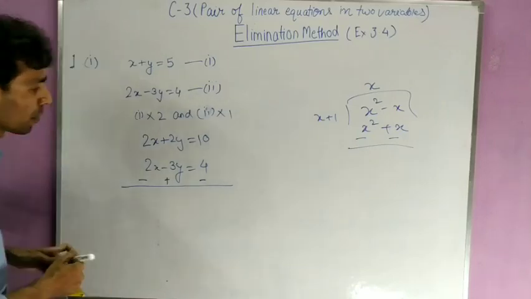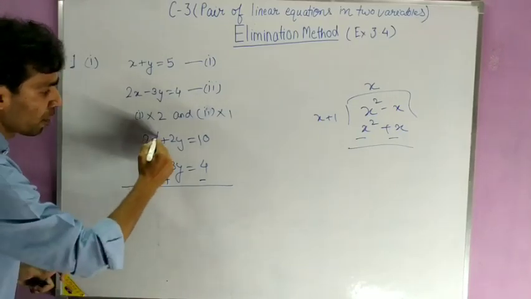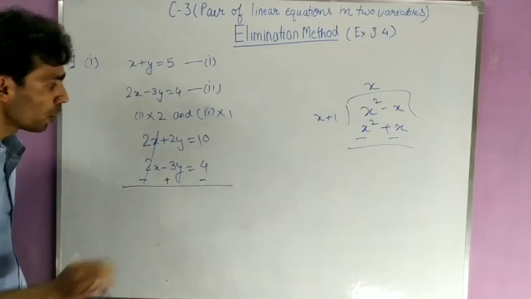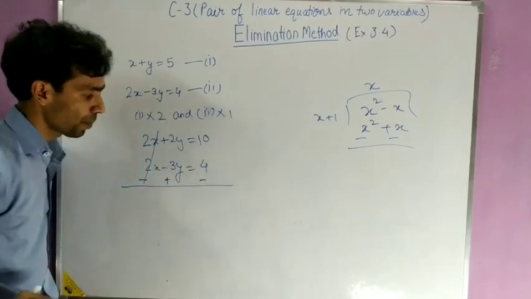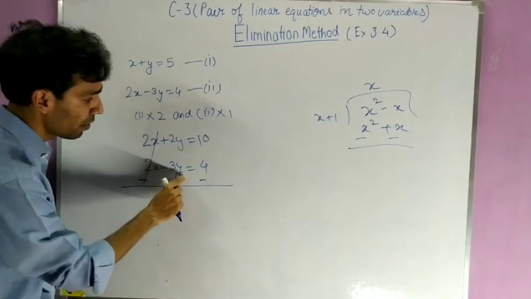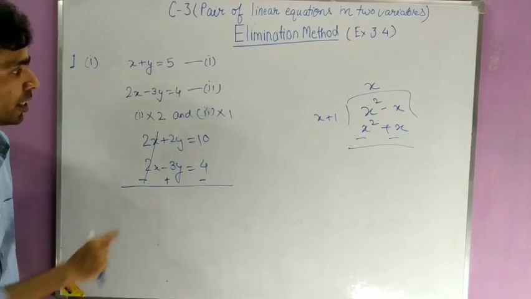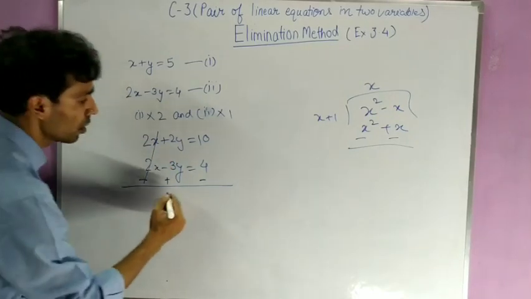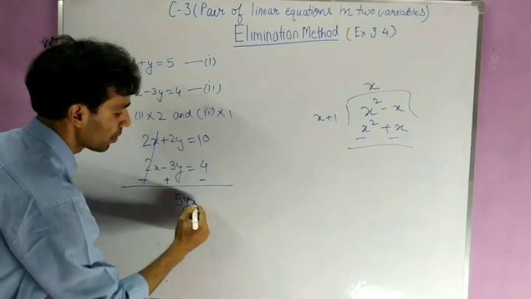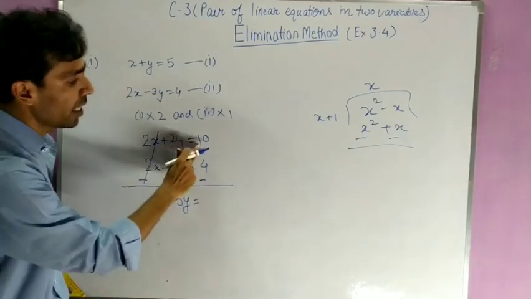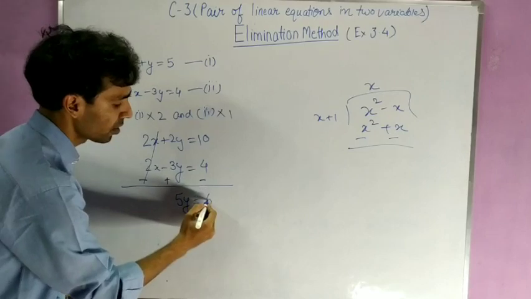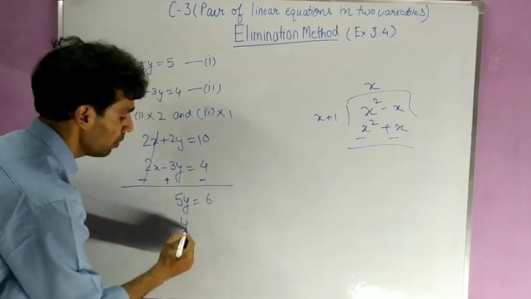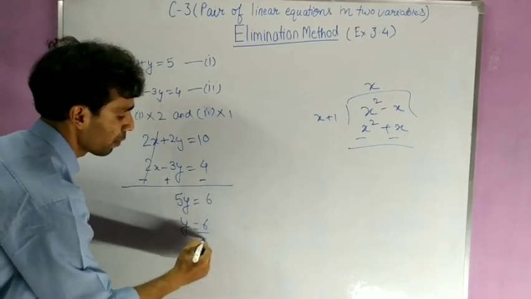Now see, this 2x and minus 2x will be cancelled. Now it is plus 2y and it is plus 3y. So what will come? 5y, and see, 10 minus 4, it means 6. So y will come 6 by 5.